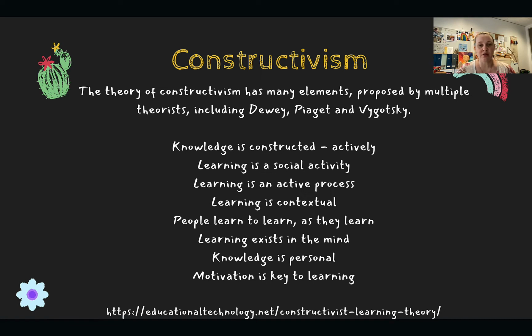But to summarize, it is around how knowledge is constructed. And there are a few aspects here that really do talk to the active element in that role. That learning is also social, that learning is not just an active process, that learning is contextual, that people learn to learn as they learn, and that learning exists within the mind, that knowledge becomes very personal, and motivation is definitely key to learning.